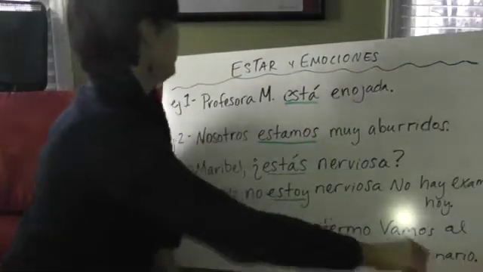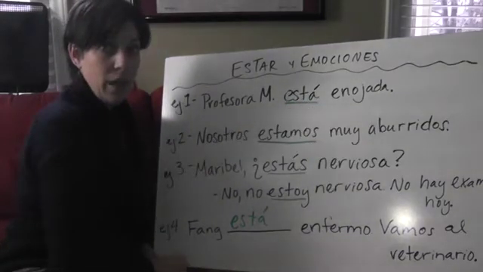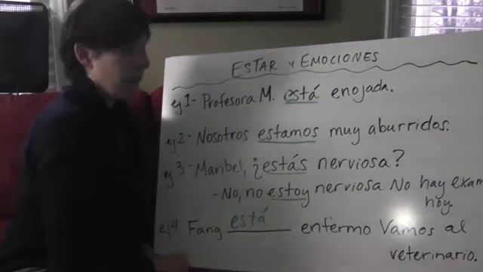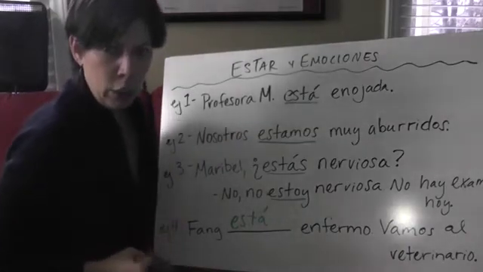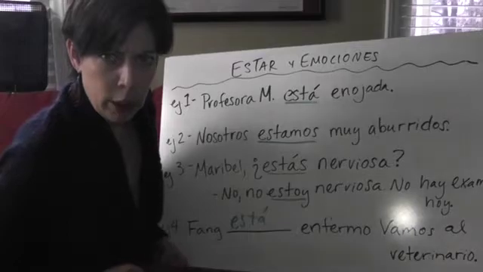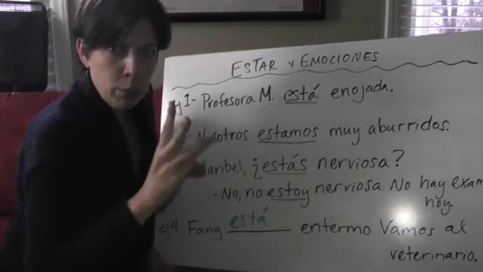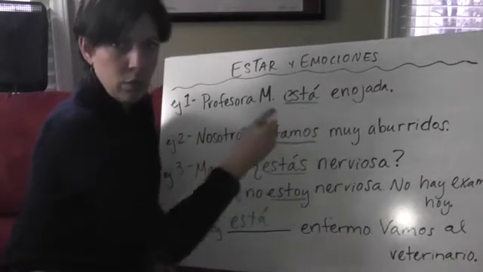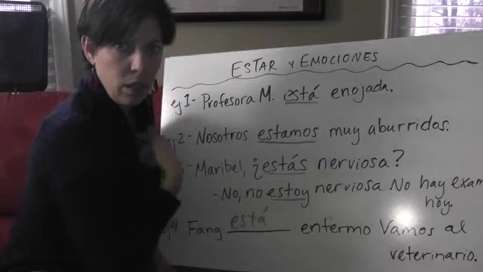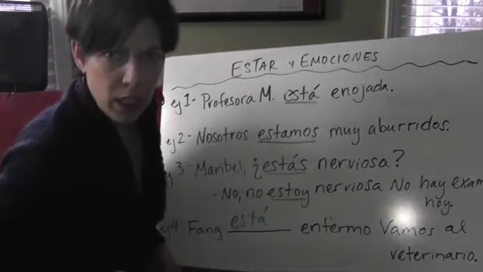Now, más ejemplos. Tenemos: profesora M está enojada. Alright, profesora M está enojada. Yo soy profesora M y profesora M está enojada. Profesora M, third person, you're talking about me, not to me. Y está goes to box 3 with ella because I am feminine. So, profesora M está enojada, así.